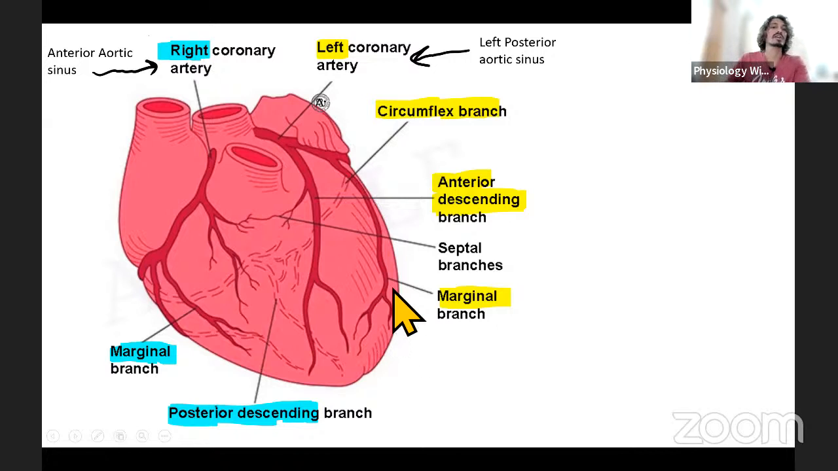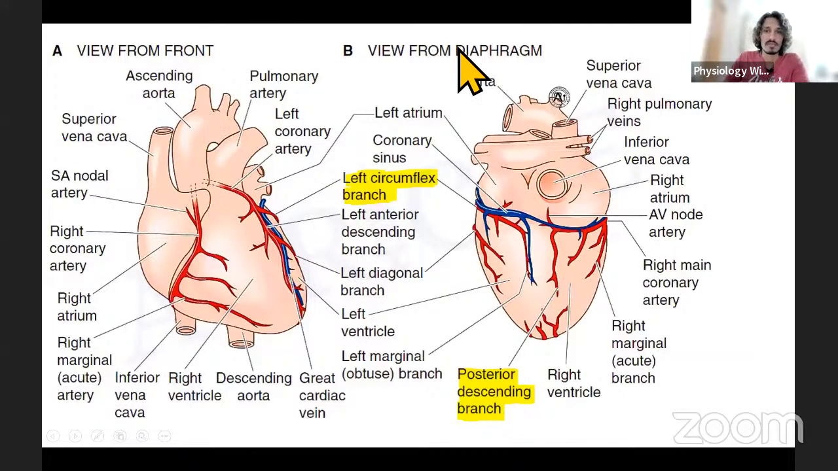So we have the right coronary artery giving rise to your marginal branch and the posterior descending branch. The left coronary artery gives rise to your anterior descending branch and your circumflex branch, which is going behind, and also the marginal branches. This is again a view from the bottom, and you'll be better able to appreciate your descending branches and circumflex branches. Now, apart from that, we have your coronary sinus, which is over here.